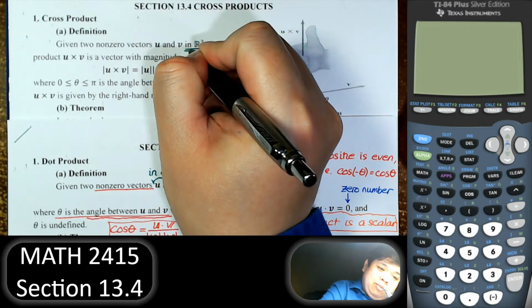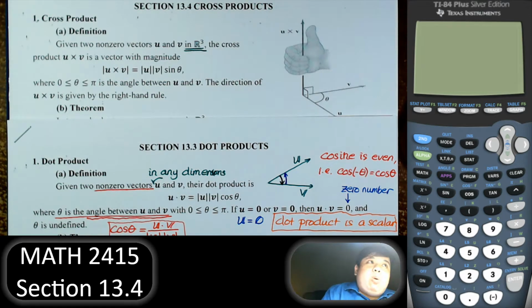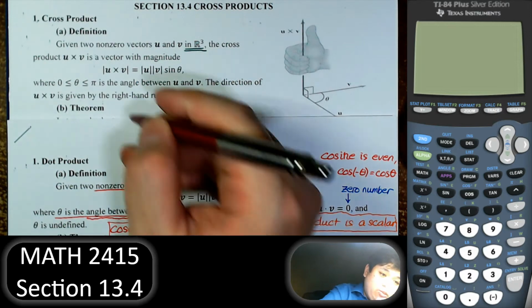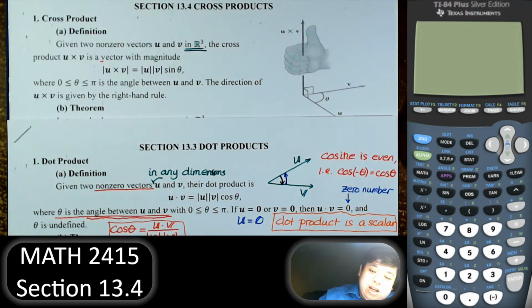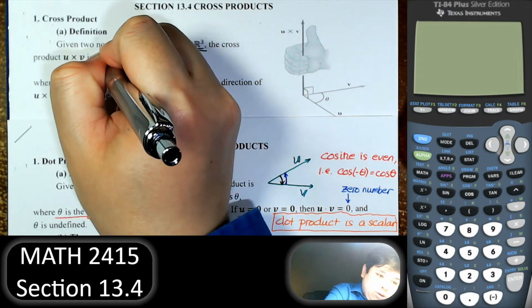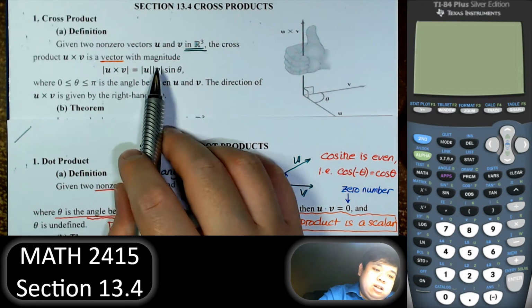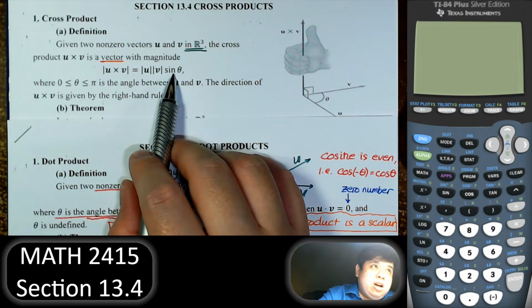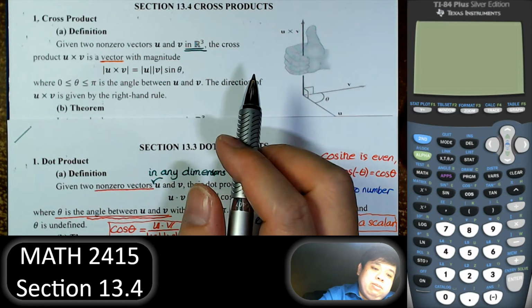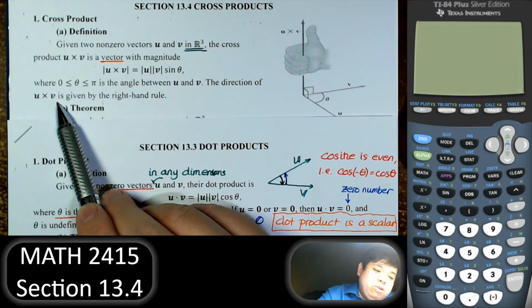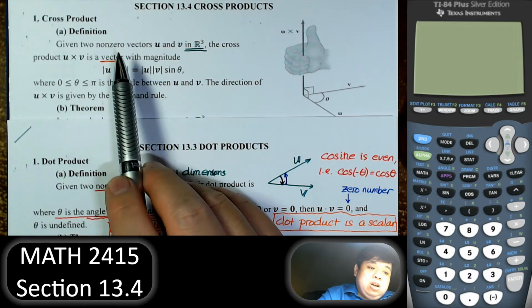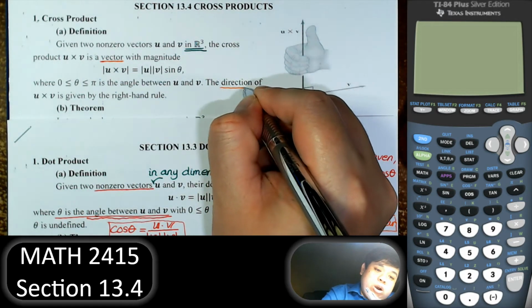Those little things are really important. The cross product is a vector, which is also important, whereas the dot product is a scalar. Sometimes the dot product is referred to as a scalar product, but we're talking about the cross product here, which is a vector. The magnitude is defined by the product of the magnitudes times sine of theta, where theta is the angle between them, and the direction of u cross v is given by the right hand rule.